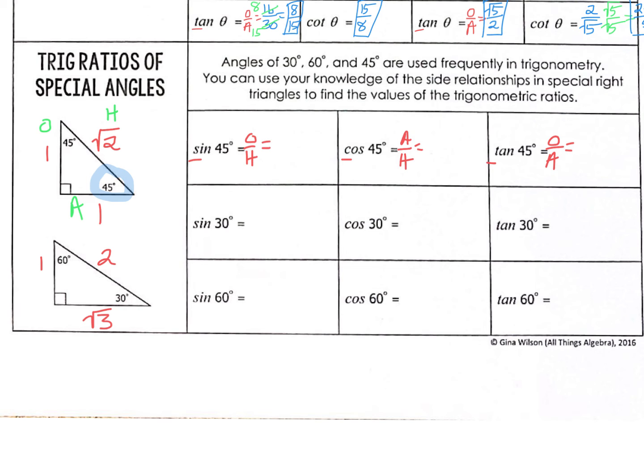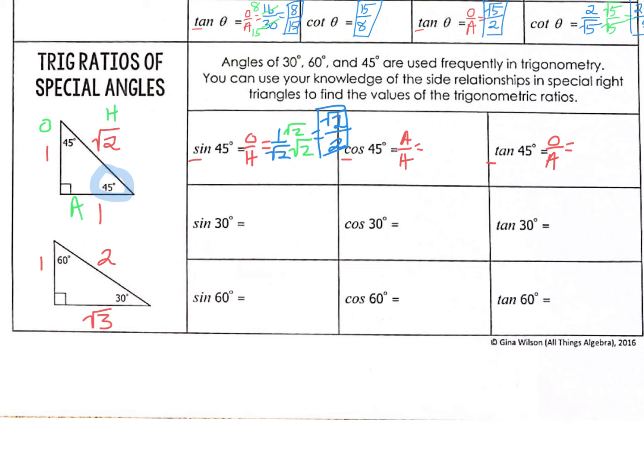Okay, so we might have some rationalizing to do here. So let's go ahead and start. So on this triangle here, opposite is 1, hypotenuse is rad 2. So as you can see, I'm going to have to rationalize 1 over the square root of 2. So if I rationalize rad 2 over rad 2, I get radical 2 over rad 2 times rad 2 is just 2.